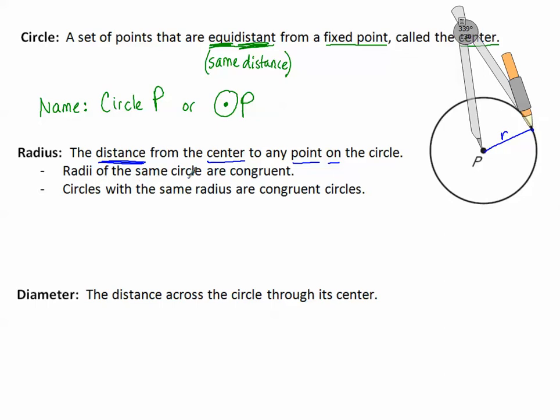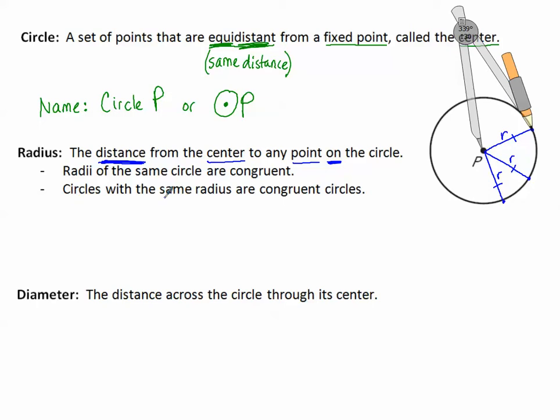Radii of the same circle are congruent. So if I draw another radius in another location, well, because it's defined as the distance from the center to a point on the circle, it's going to be the same distance because that's the definition of the circle. So anywhere that I choose to draw the radius is going to be congruent, anywhere at all.